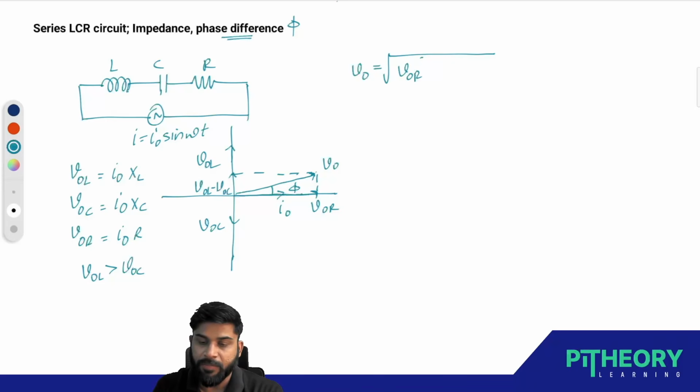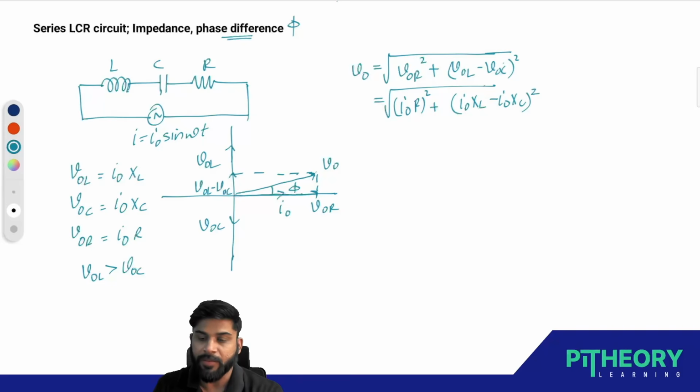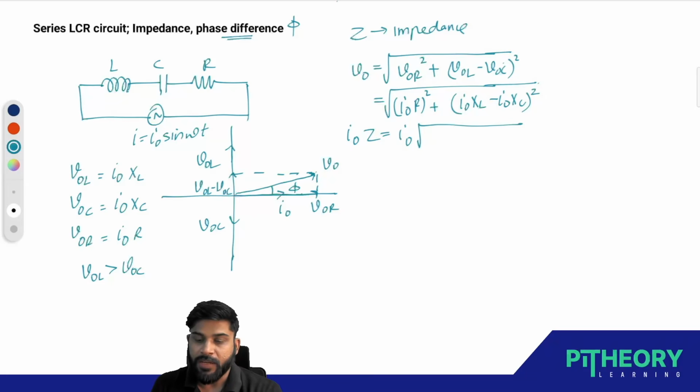So V naught R square plus V naught L minus V naught C the whole square. Now if you substitute the values here, you get root over I naught R the whole square plus I naught XL minus I naught XC the whole square. So this I naught you can take outside. The left hand side also, if Z is the impedance of the circuit, then I naught into Z equals I naught into root over R square plus XL minus XC the whole square.